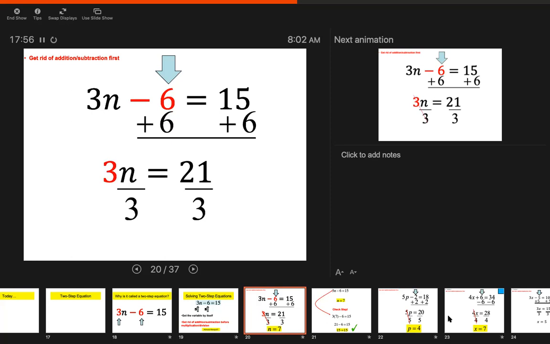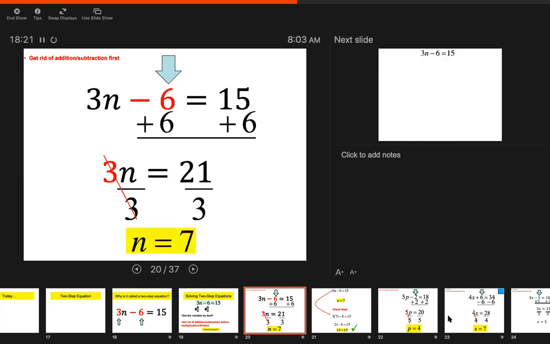What happens on the left side? Cancels out. Cancel really means what? Turns into 1. That big slash means what? 3 divided by 3 is 1. 1 times n is n. This slash is, I don't know, you become very comfortable with it in algebra, right? On the other side, we have to do the division. 21 divided by 3 is 7. And you're done. Questions? All right.